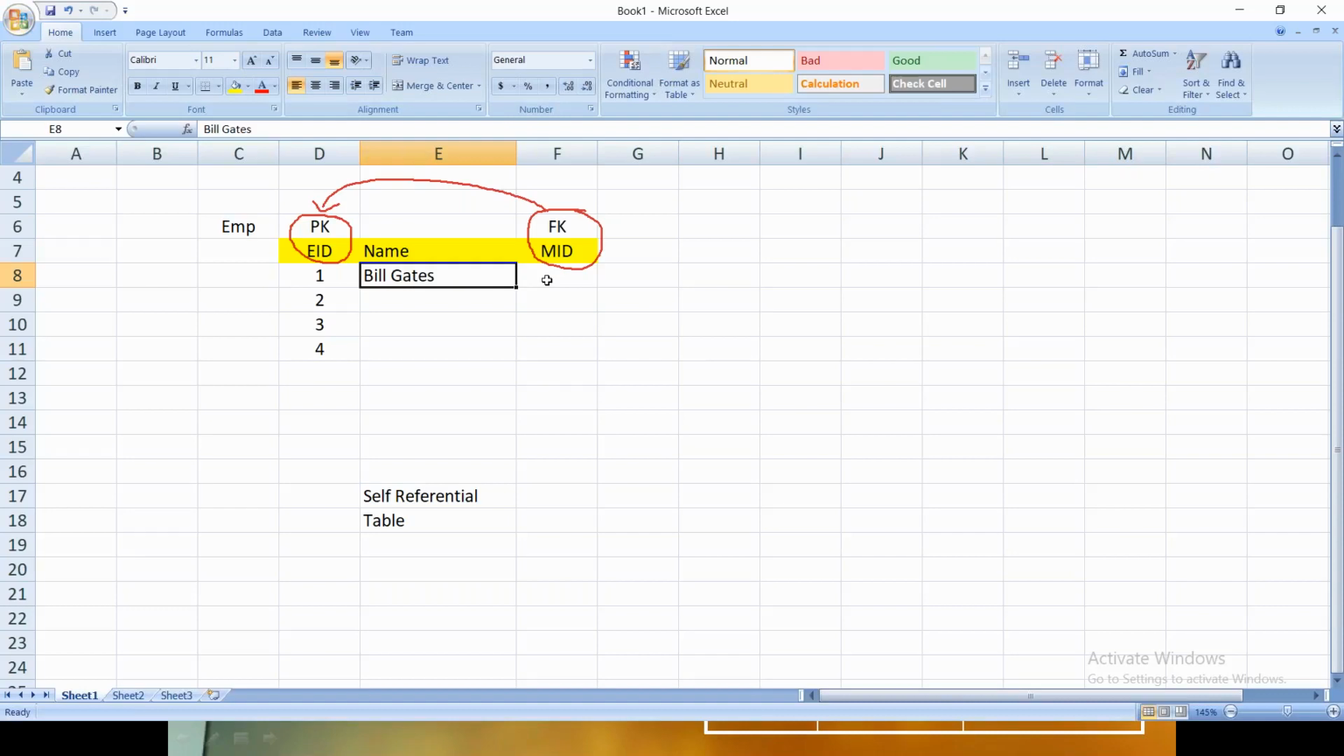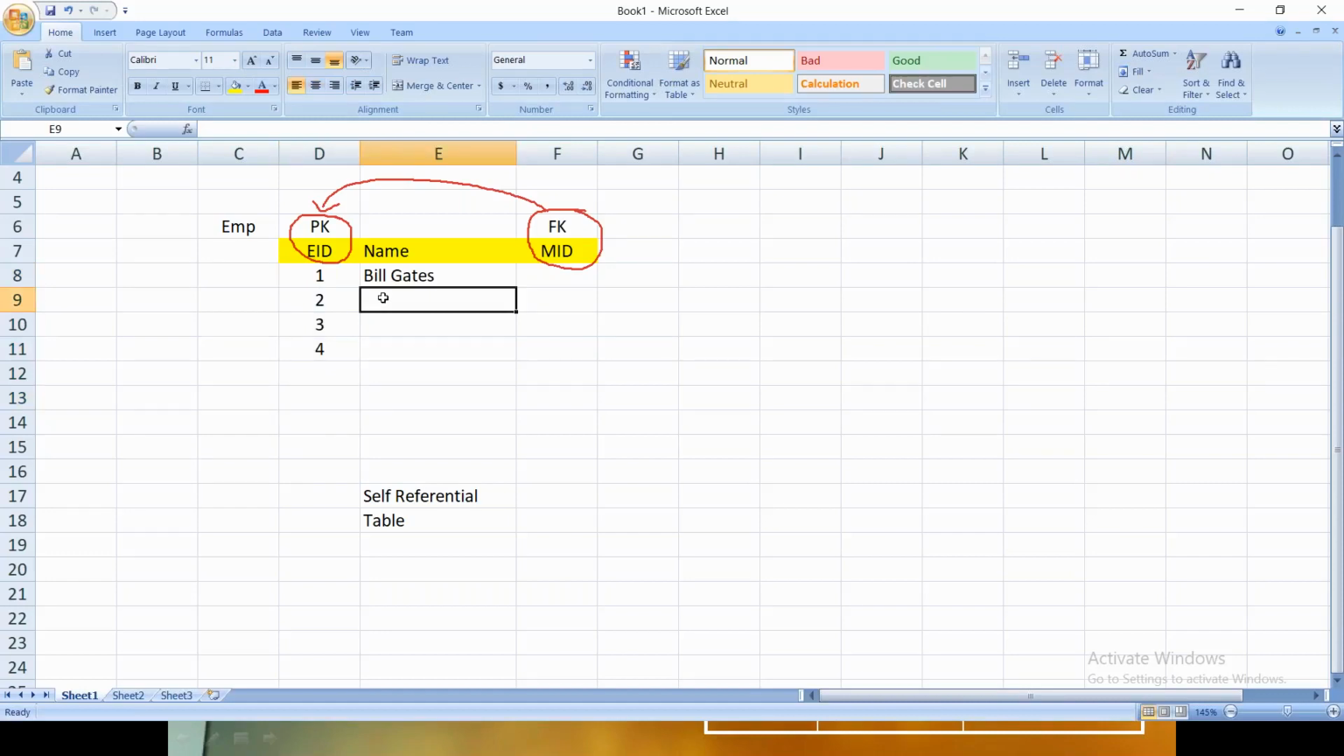Bill Gates doesn't have any boss because Bill Gates is the boss for the company. It is a foreign key. If you think that a foreign key should not allow null, then you will ask Bill Gates, sir, tell me your boss. Bill Gates says, no, I don't have any boss, I am the boss for the company. A foreign key has to allow null. Otherwise, you will go mad. Clear? But this is a primary key. You cannot have null here.